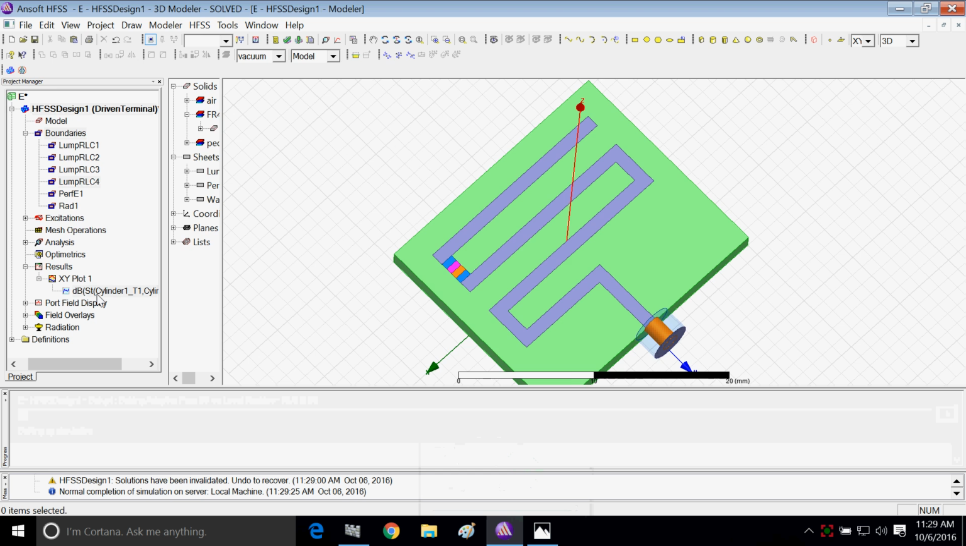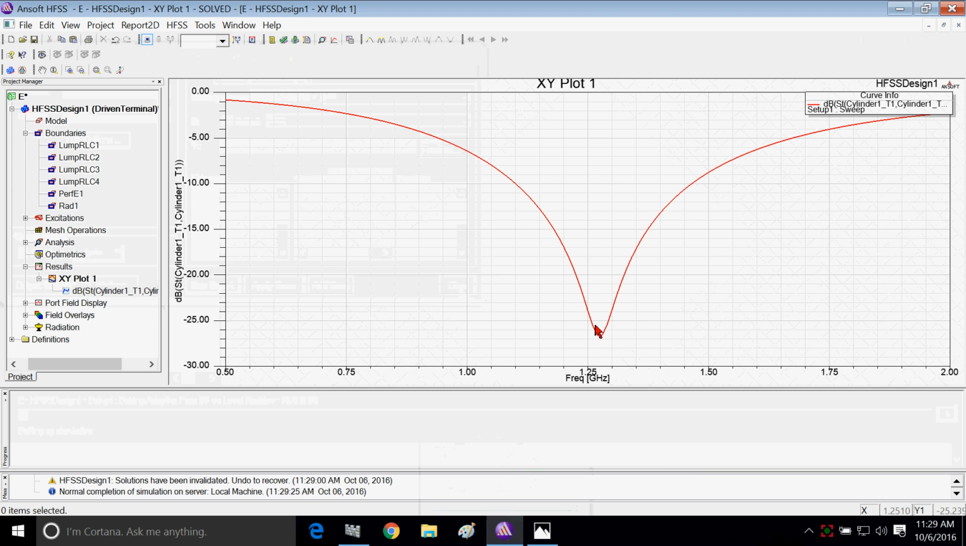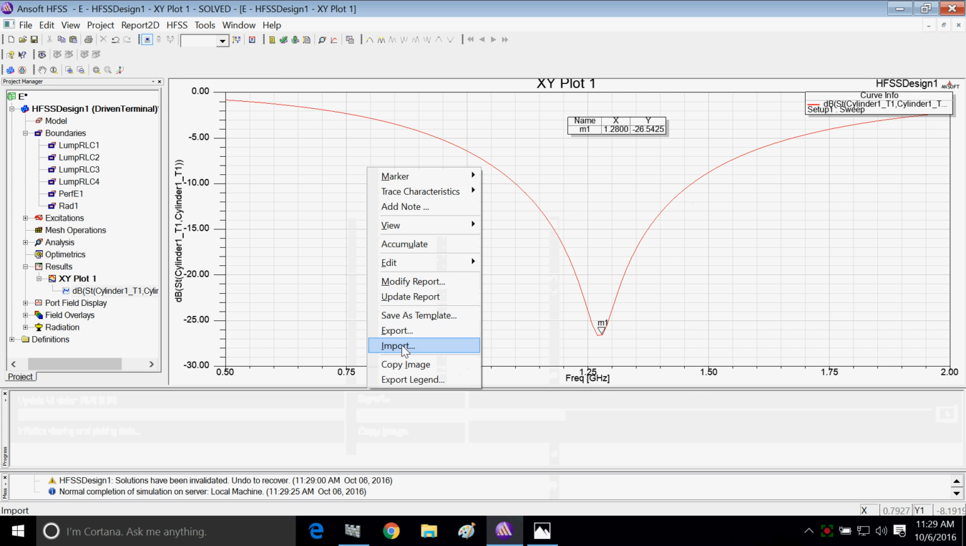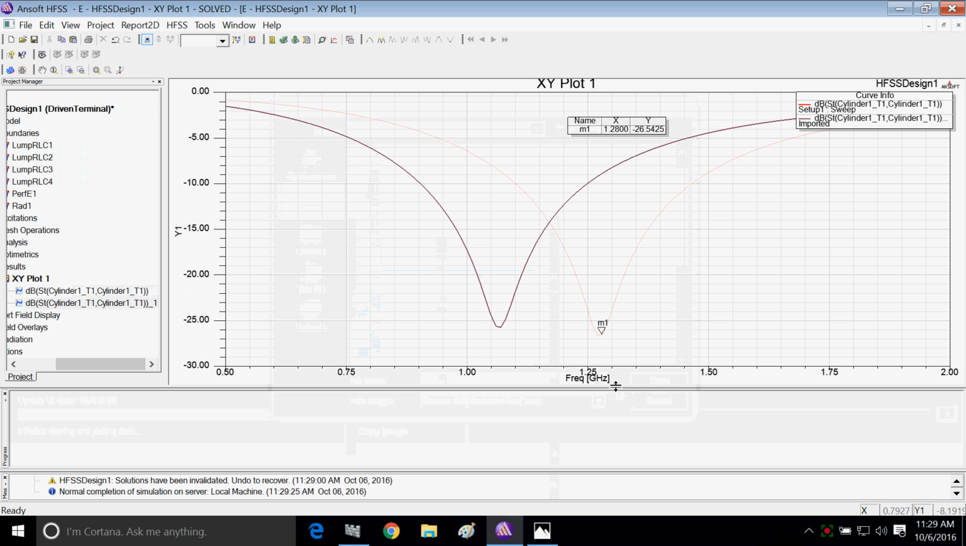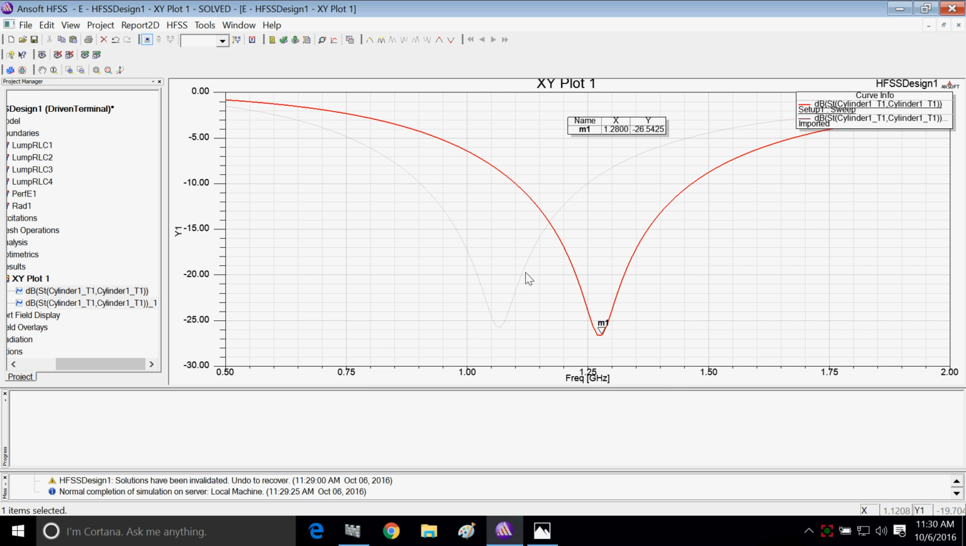We'll see the result. See, earlier it was 1.07, now it is 1.28 gigahertz. We can also compare the earlier graph. See, this was when the PIN diode was on and this is when the PIN diode was off.